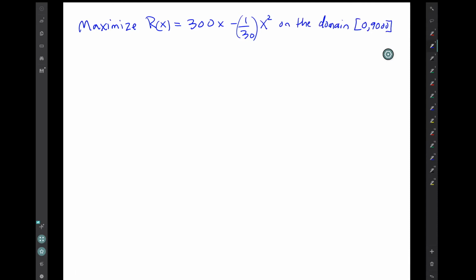So there's our problem now. We have to maximize that function on this domain from 0 to 9,000. Notice this is now an abstract mathematical problem. We just have a max problem. So what's our strategy? Notice this is a continuous function on a closed interval, and so we can use the closed interval method.